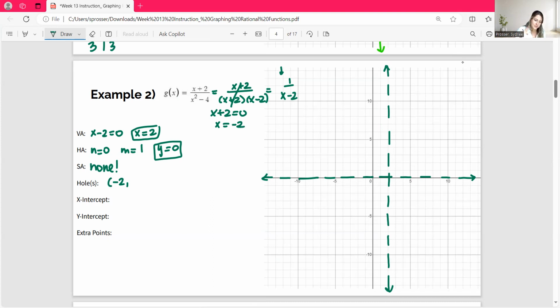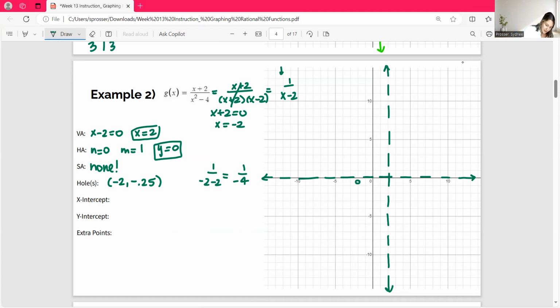So I plug that -2 into my simplified function. So I have 1 over -2 minus 2, which is 1 over -4. So I have a hole at (-2, -0.25). And we can plot that. So I'll go to -2 and -0.25. We've got a hole, and we literally graph it as a hole.